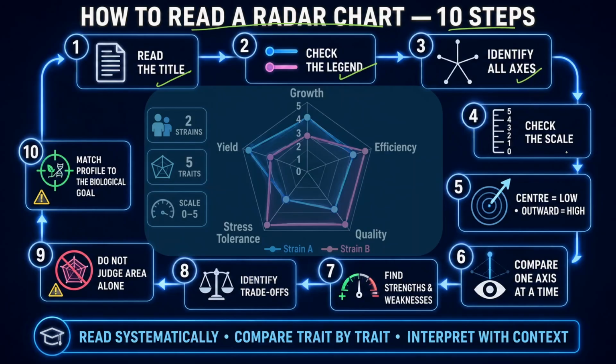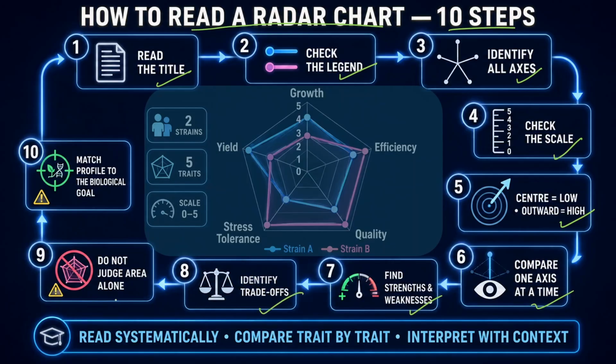Fourth, check the scale. In this example, two strains are compared across 5 traits using a 0 to 5 scale. Fifth, remember that points near the center represent lower values, while points farther outward represent higher values. Sixth, compare the strains on one axis at a time. Seventh, find the strengths and weaknesses of each profile. Eighth, identify trade-offs where a strain is better in one trait but worse in another.